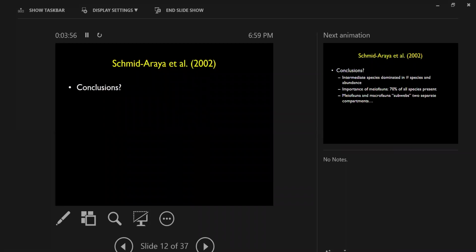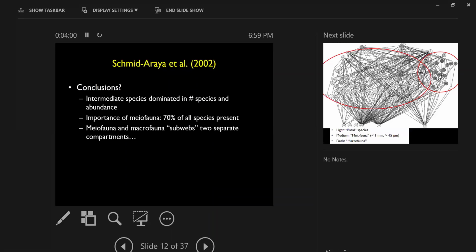So they drew a couple of conclusions from this in-depth analysis of the stream food web. The first was that intermediate species dominated in number and abundance. And this is kind of as we might expect, right? That we would have fewer species at the top of the food web than in the middle. The other part was the importance of meiofauna: just looking at the number of species in the stream, it was really dominated by the meiofauna, about 70%.